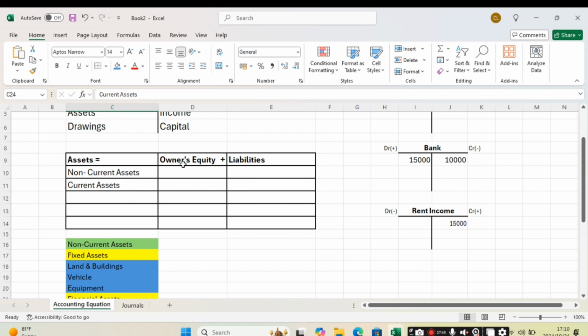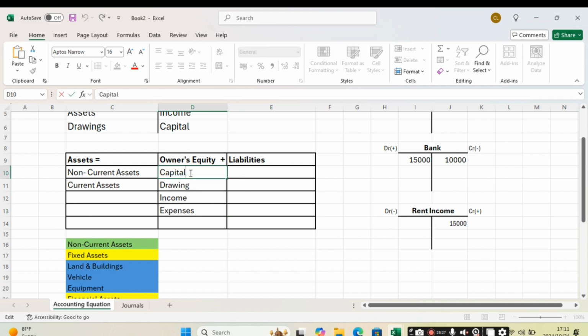We're going into our owner's equity. So owner's equity, what are we talking about? We have capital, and we also have drawings. And then what else affects our owner's equity? Income and expenses. Okay. So we have our capital, drawings, income, and expenses.